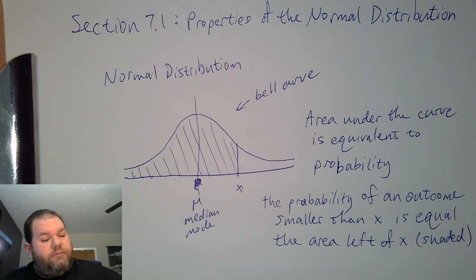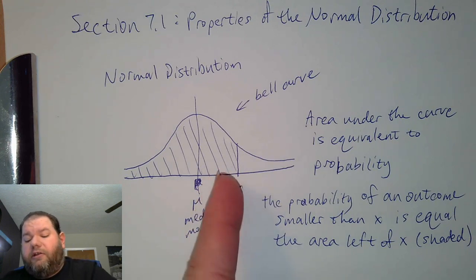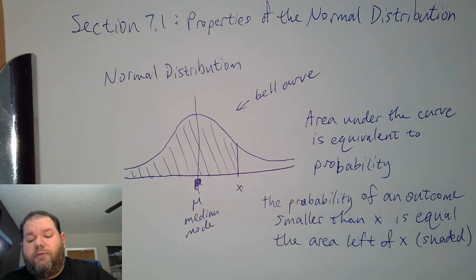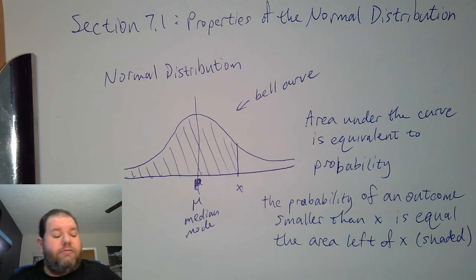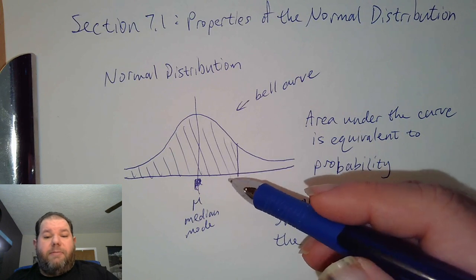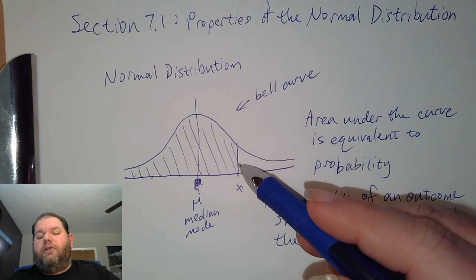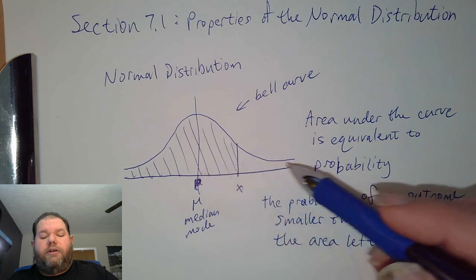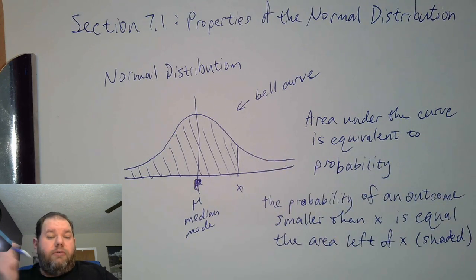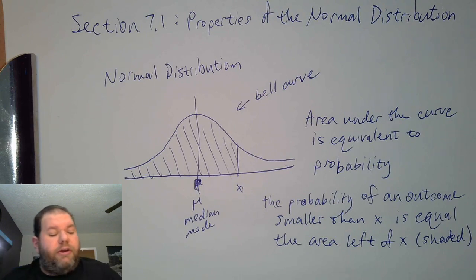Now, we could also find the probability of an outcome being larger than x. We would just find the area to the right rather than to the left. So it's not really different in that regard, although we could actually use the complement there also. Actually, that's what happens in the back of the book, because the tables only show you the area to the left. So if we want the area to the right, we have to subtract it from 100% or 1. But we'll get to that eventually. We're not quite there yet.